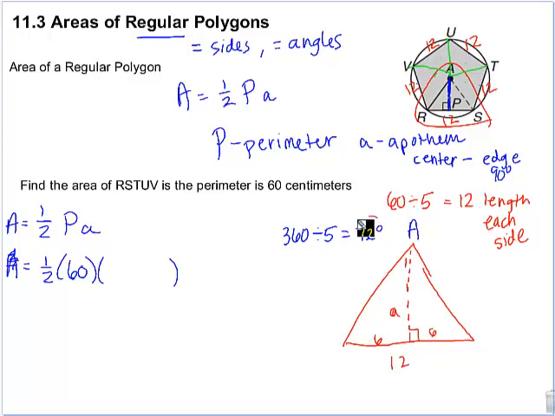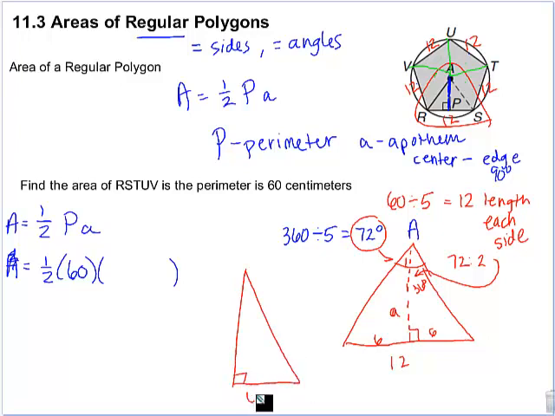Okay, so 72 degrees is that entire angle. But what would just be part of that angle? 72 divided by 2. Yeah, it'd be 72 divided by 2. So what would that be? 36. So that angle is 36 degrees. So I'm just going to redraw this out for us. So we have one right triangle that we're looking at.